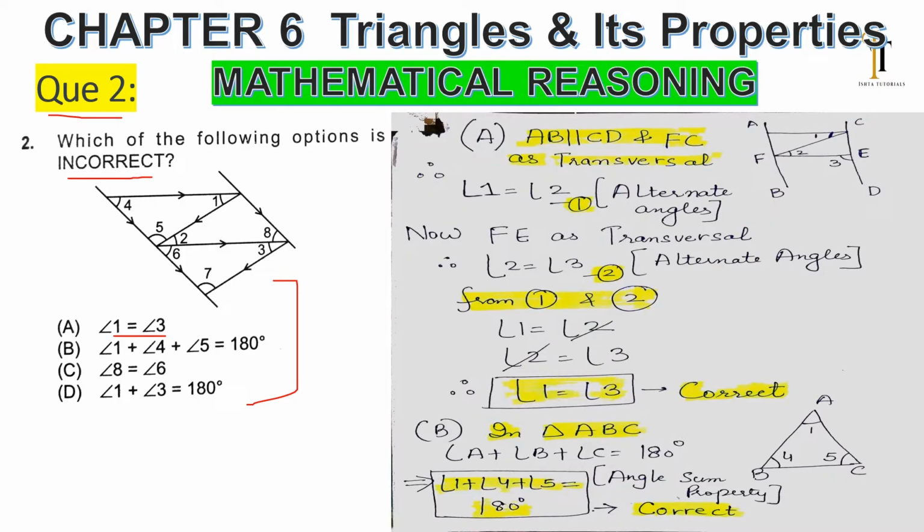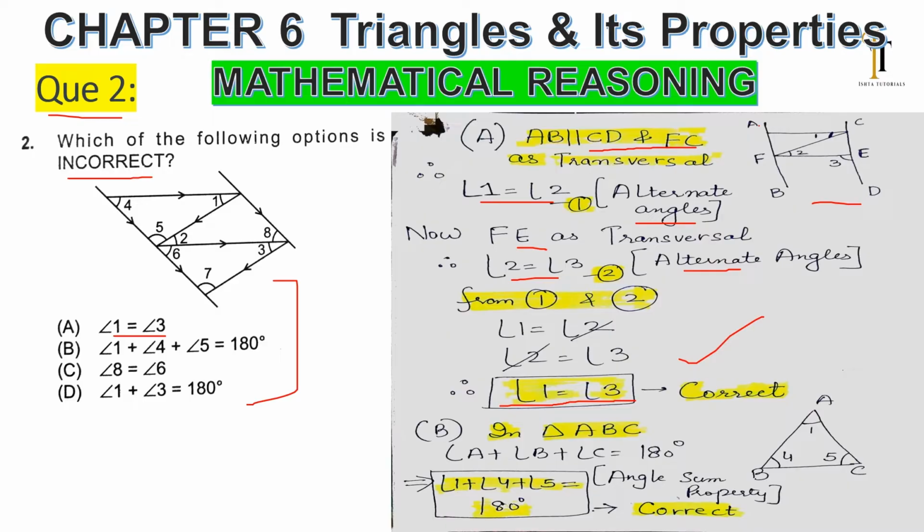If we break down the figure, here we can see that AB is parallel to CD and FC is a transversal. You can check in this figure. It's clear that angle 1 is equal to angle 2 because the reason is alternate angles. Similarly, if we take FE as a transversal, then angle 2 is equal to angle 3. Again same reason. Now here 2 is common, so we can cancel 2 and finally we got angle 1 is equal to angle 3. It means this option is correct.